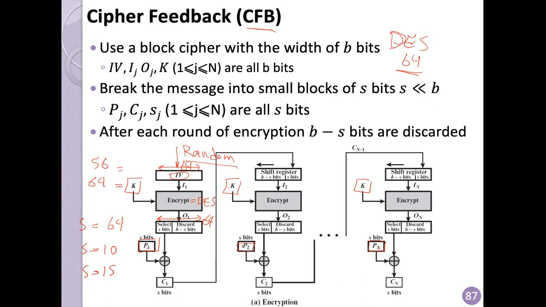And if you remember, in the chain mode, we used to get this and XOR it with a plain text, which is also 64 bits. But this is not the case here.